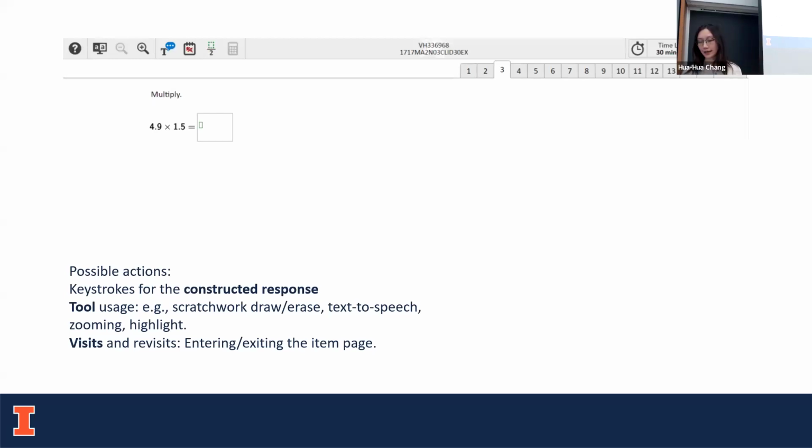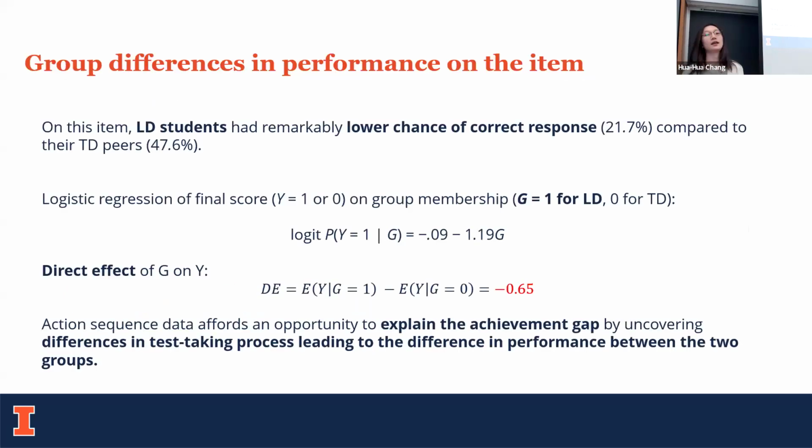as well as their visit and revisit history, indicated by entering and exiting. If we look at the score on this question, we saw that on this item, students with LD had remarkably lower chance of correct response, about 20%, compared to their typically developing peers, about 50%.